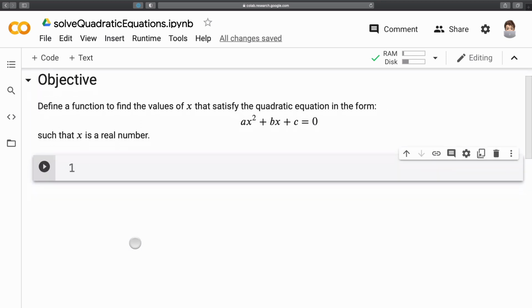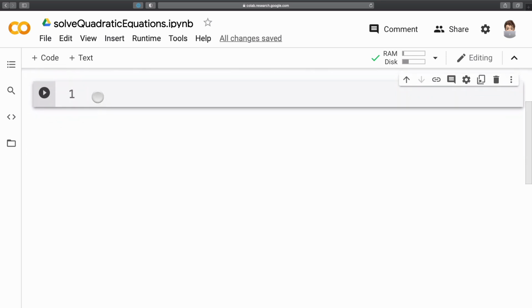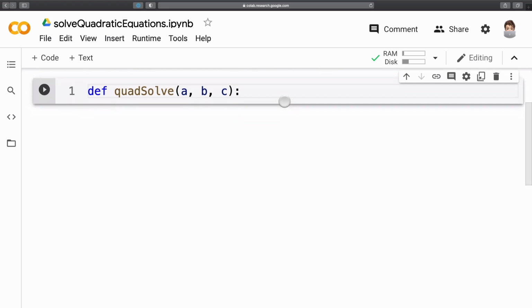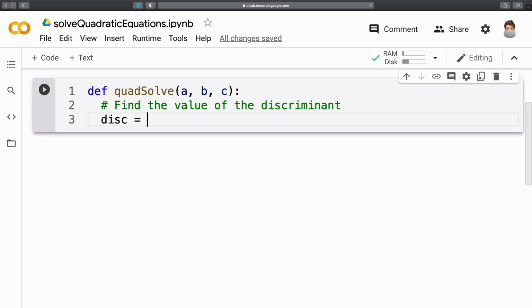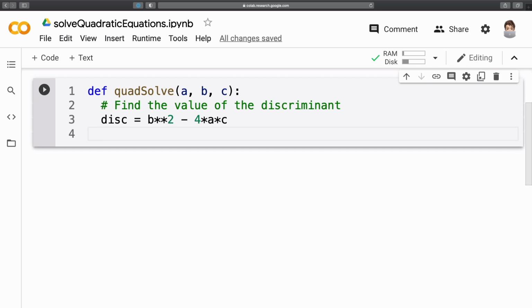Now, to get started defining our function, we are going to use def. So we have a function being defined here, and we're going to give it the name quadsolve. And this function is going to have three arguments, a, b, and c, which happen to be the parameters of our equation. Now, the first thing we're going to find is the value of the discriminant. So I'm going to assign the value of the discriminant to the variable disk, and the discriminant is b squared minus 4ac.